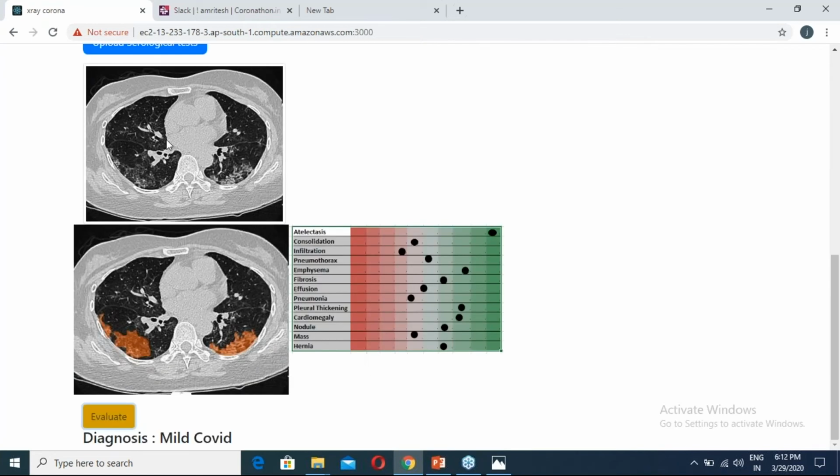So basically you can see that there is a formation of mass around here, which we highlight as the region of interest. We can also show around 12 prevalent lung conditions, and we have used a certain data set which shows whether an image is COVID positive or not.